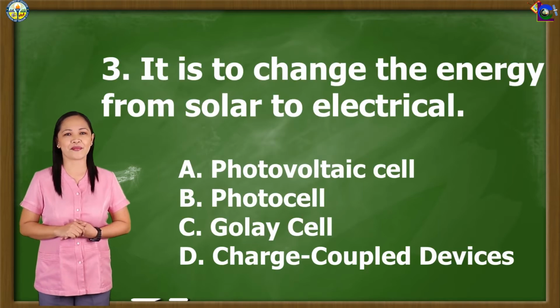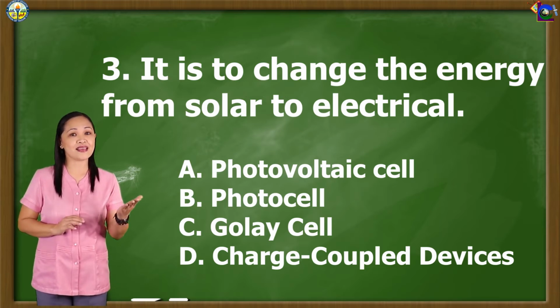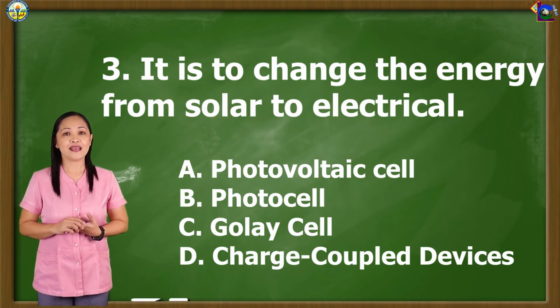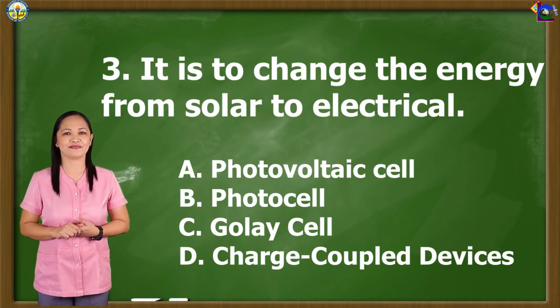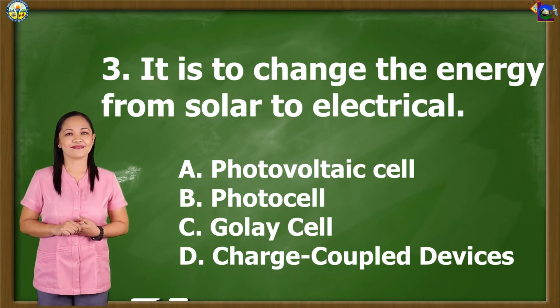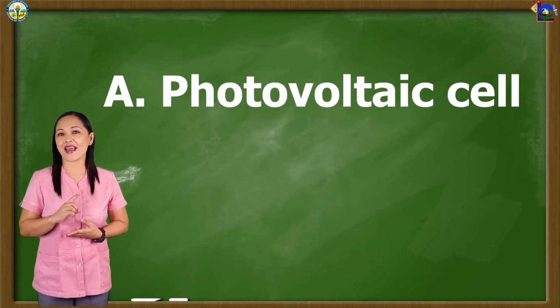Question number 3. It is to change the energy from solar to electrical. Letter A, photovoltaic cell. B, photocell. C, Golay cell. D, charge-coupled devices. The correct answer is letter A.